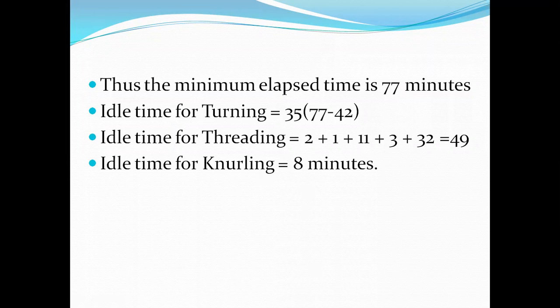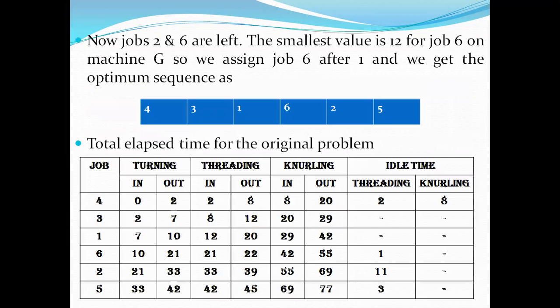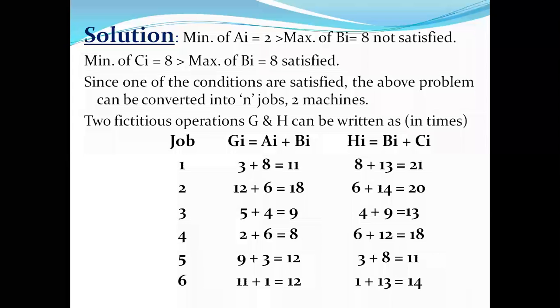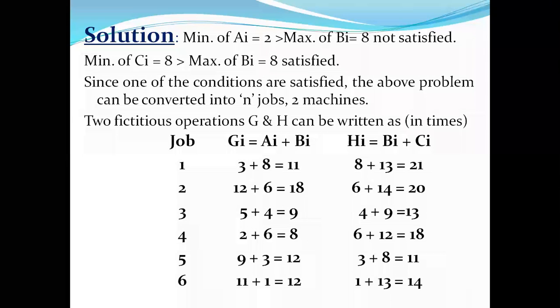And we have to consider that in the given conditions, initially two different conditions have been given: the minimum time taken by machinery A should be greater than or equal to the maximum time consumed by machinery B, for any process among the given 6 different jobs. But here the criteria haven't been satisfied.